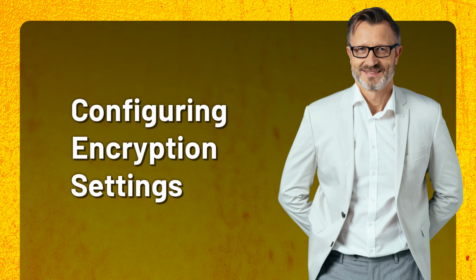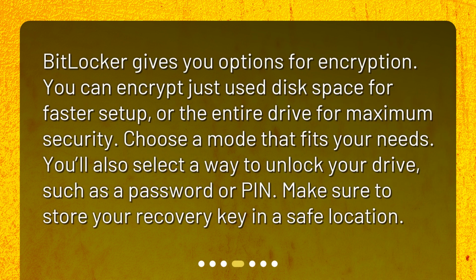Configuring encryption settings. BitLocker gives you options for encryption. You can encrypt just the used disk space for faster setup, or the entire drive for maximum security. Choose a mode that fits your needs. You'll also select a way to unlock your drive, such as a password or PIN. Make sure to store your recovery key in a safe location.